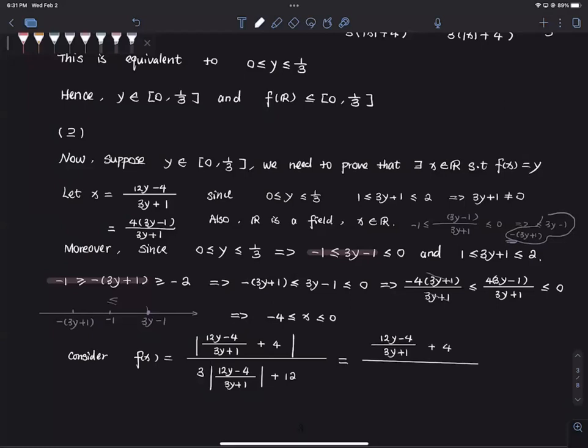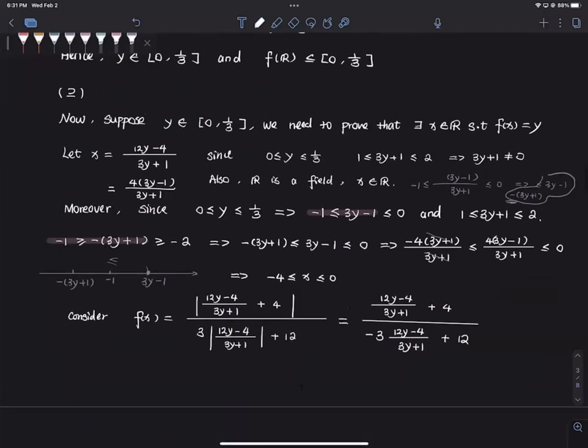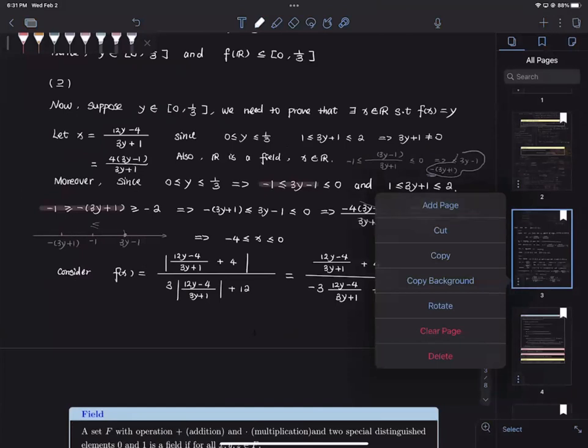So I can get rid of the absolute value symbol. And similarly, down here, I can get rid of this as well. And we know that x is less than 0. So whatever is inside, remember this is your x, should be negative x. So that's going to be -3 times 12y minus 4 over 3y plus 1, and then plus 12. So in this case, you can just simplify it directly because we got rid of the absolute value symbol already.